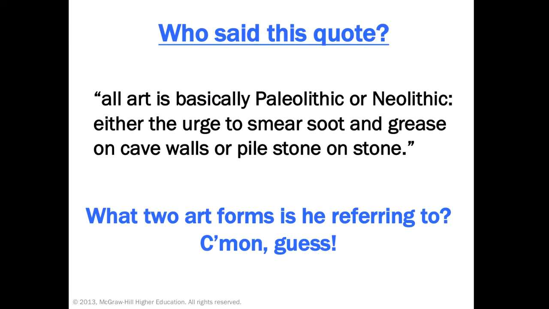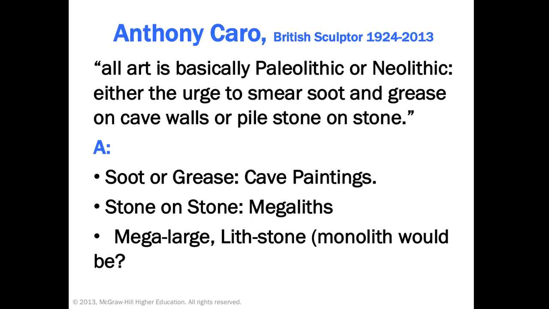So who said this quote? It's important for you guys to know this. It will be on the quiz. I don't know if it's on the midterm too. I can't recall off the top of my head. But art is basically, Paleolithic or Neolithic, either urged to smear soot and grease, meaning painting, or pile stone on stone, meaning sculpture. Who said that? Okay, think for a second. And here it comes. It's Anthony Caro. He's a British sculptor. He died recently. But it's kind of interesting that either painting or sculpture are the two basic forms of art that we know of. There's a lot of other things. Things break down.